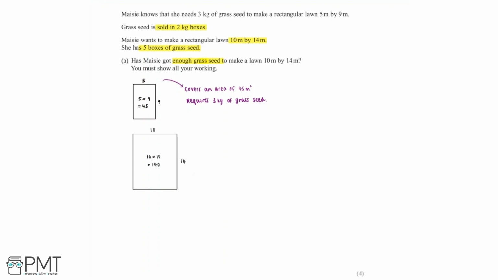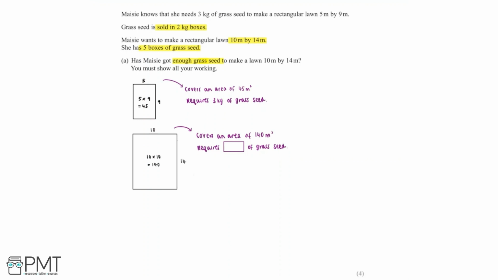So here we have our 10 meter by 14 meter lawn, and we can see that this lawn covers an area of 140 meters squared, because 10 multiplied by 14 is equal to 140. But we need to work out how many kilograms of grass seed Maisie will need in order to make a rectangular lawn 10 meters by 14 meters.